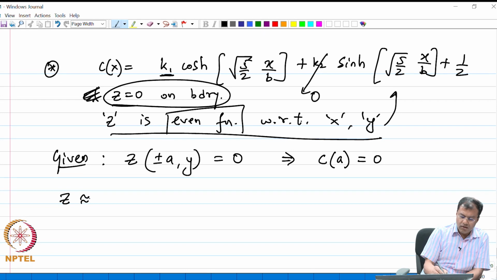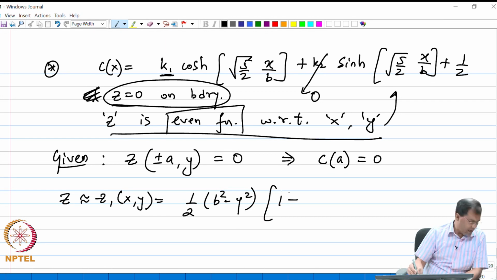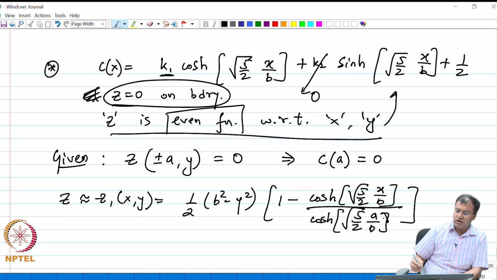Once we do that, we see that the solution comes out to be, which is approximated as z1 of x comma y. Let me write down the solution. This is half b square minus y square, so that is the y dependence, times 1 minus cos hyperbolic of square root 5 by 2 times x by b divided by cos hyperbolic of square root 5 by 2 times a by b. Right. Notice that this vanishes on the boundary x equal to a.